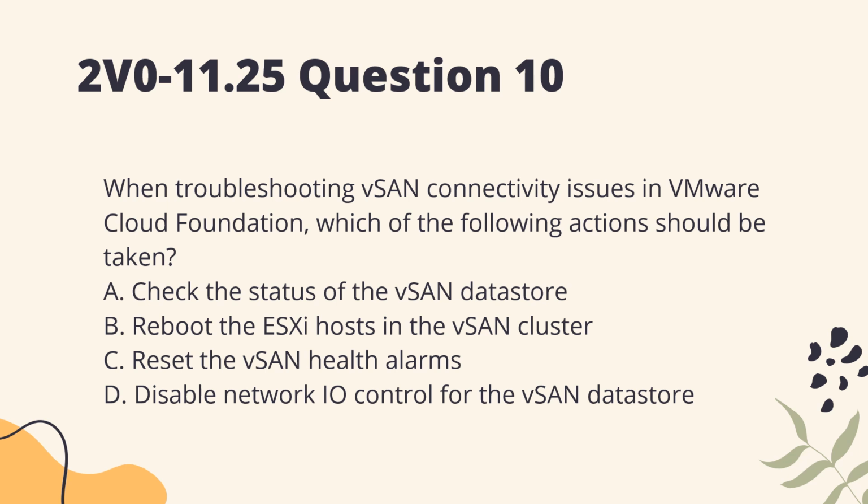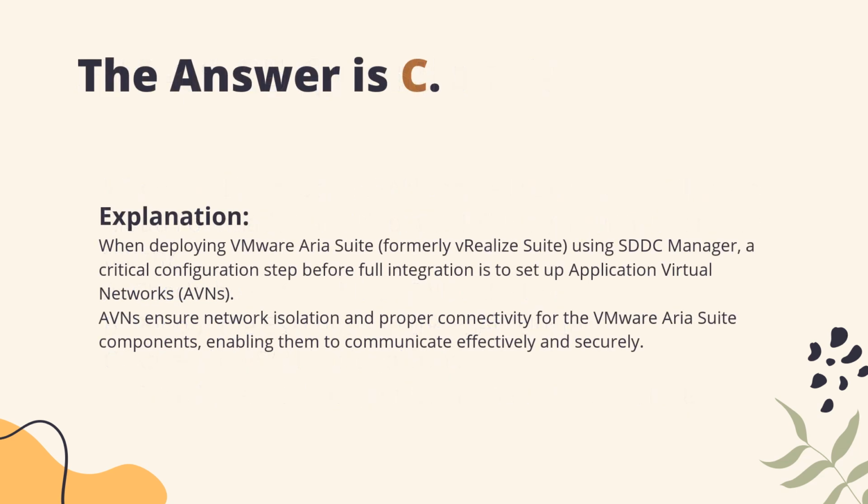When troubleshooting vSAN connectivity issues in VMware Cloud Foundation, which of the following actions should be taken? A. Check the status of the vSAN data store. B. Reboot the ESXi hosts in the vSAN cluster. C. Reset the vSAN health alarms. D. Disable network I/O control for the vSAN data store. The answer is C.